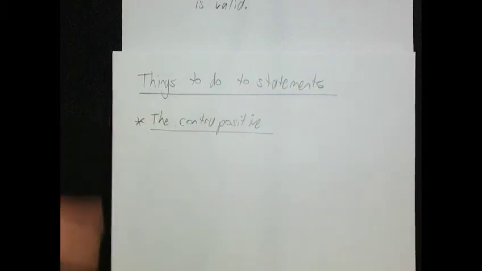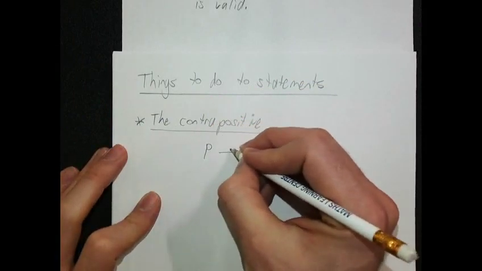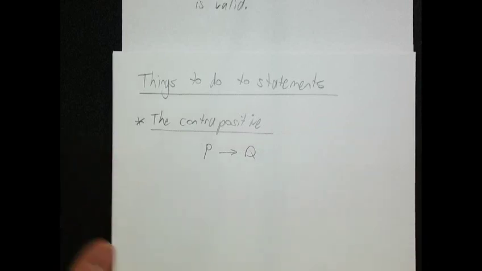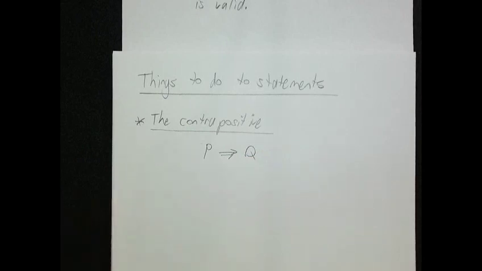So the idea is that you have a statement something like P implies Q, where P is already some sort of statement and Q is some other sort of statement. This is a big multi-complex sentence that has different clauses in it.